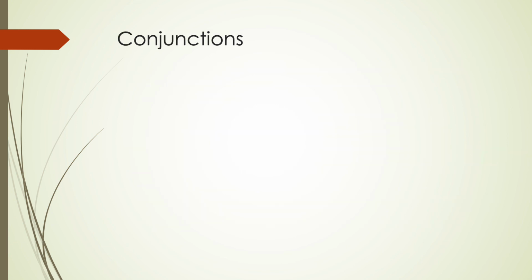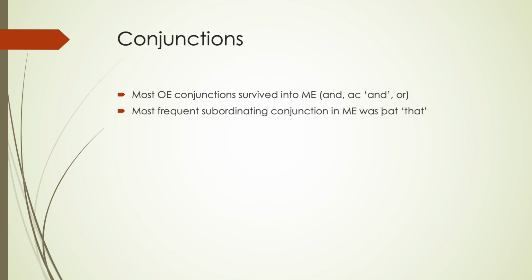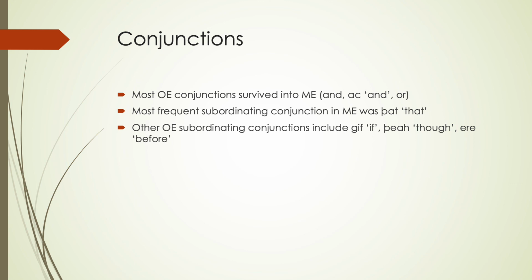With conjunctions, most of the Old English conjunctions survive into Middle English and even today. So and, for, ac for and, or were still found in Middle English. The most frequent subordinating conjunction was that, and we still use that frequently for subordination in present-day English. Some others included if for if, though for though, ere for before.